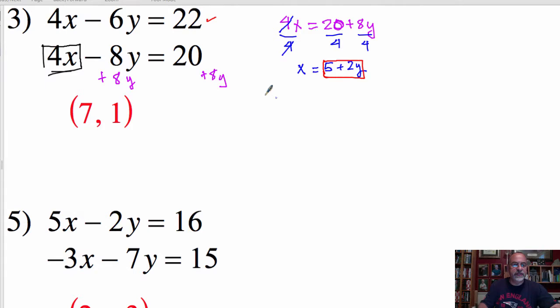So, starting with this first equation then, 4, there's my x, so I'm going to put this in place of the x because these are interchangeable. Minus 6y is equal to 22. I then just use my equation solving steps. I'm going to distribute first.